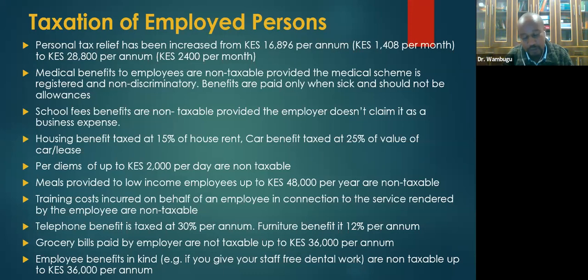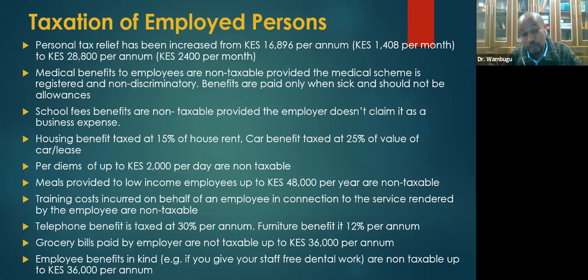Housing benefit right now, so if you're housed by your employer, maybe let's say you work in Kenyatta and you are housed, the housing benefit is usually taxed at 15% of house rent. I know for essential employees the government is usually very lenient because it's tied to your work. A doctor has to live at their workplace. So many times you don't find doctors getting taxed on that, because you're living in the hospital premises by the nature of your work. So that's not really a benefit.